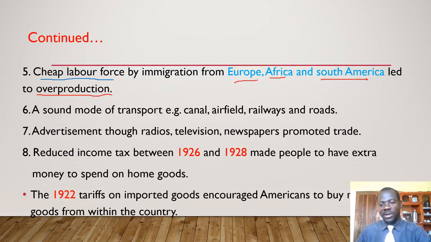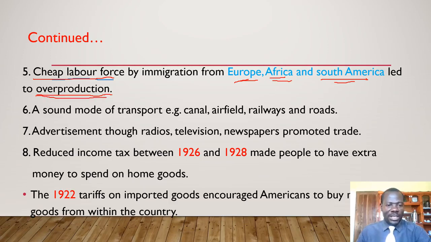Many people were flocking to America because they were attracted by many things. They said, oh, people in America are moving in cars, let's go and see America. People in America are being employed in industries, let's go to America and get employed in those good industries. So people were coming from Europe, Africa, and South America, all going to the United States of America. As a result, they provided cheap labor. With that cheap labor force, there was overproduction.